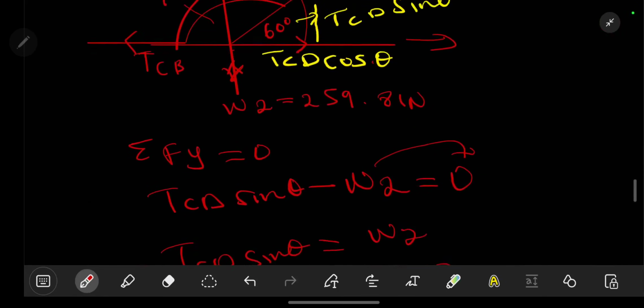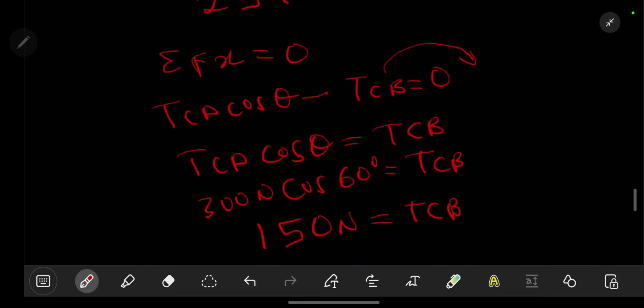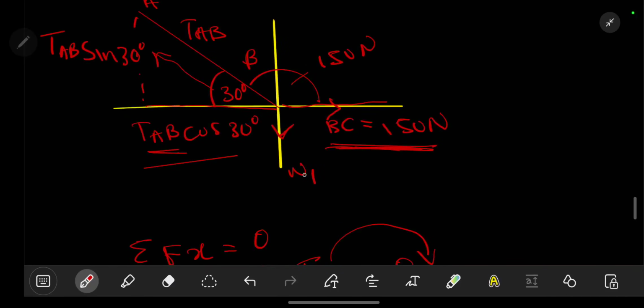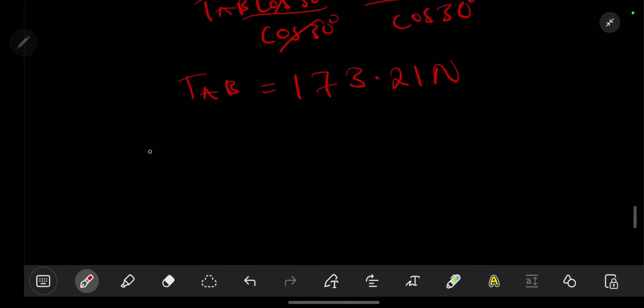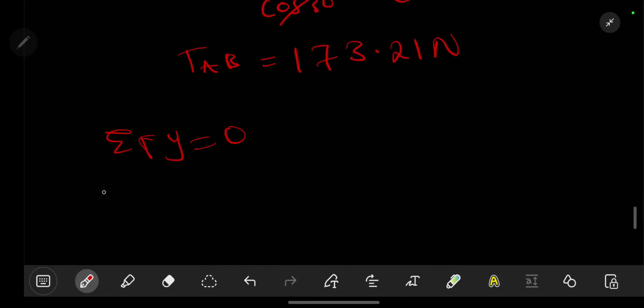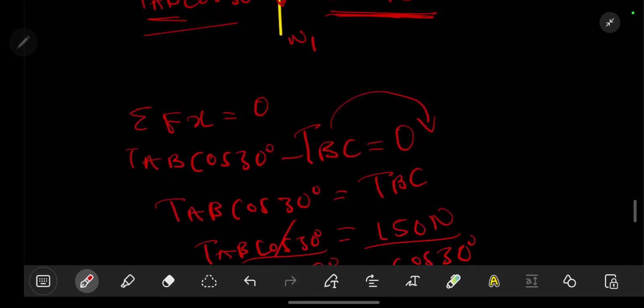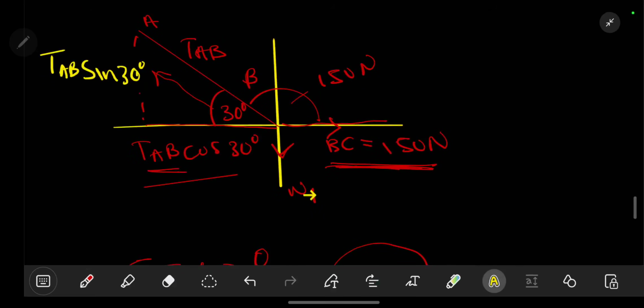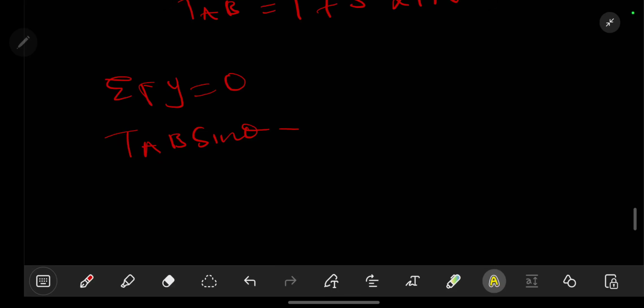Then because if you know your TAB, you can now find the weight number 1, since this is affecting the y-axis. So we should identify for the y-axis, like that. So we are going to say the summation of forces in the y should be equal to 0. Which forces are those? So we have our TAB sine of 30 minus the only downward force here, which is the weight. So minus the weight should be equal to 0.